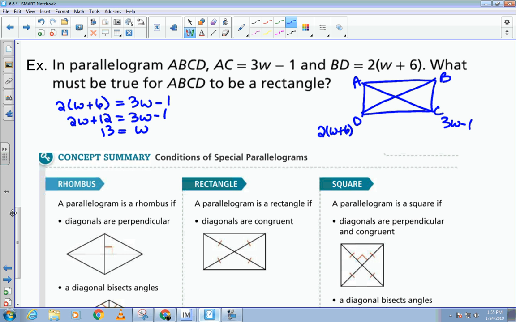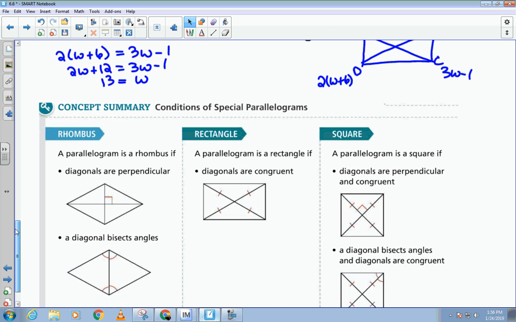Okay, so we talked about conditions for the special parallelogram. In order for a parallelogram to be a rhombus, one of two things has to happen. Diagonals have to be perpendicular or bisect a pair of opposite angles. In order for a parallelogram to be a rectangle, the diagonals have to be congruent. And in order for it to be a square, perpendicular and congruent, or congruent and bisect one pair of opposite angles, right? Alright.